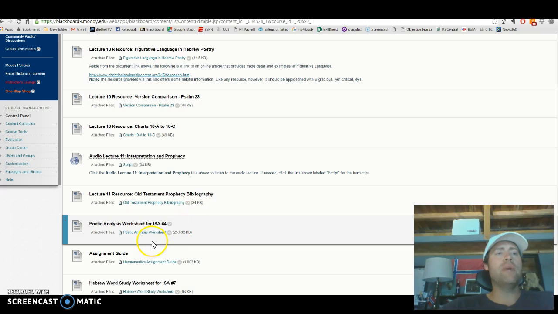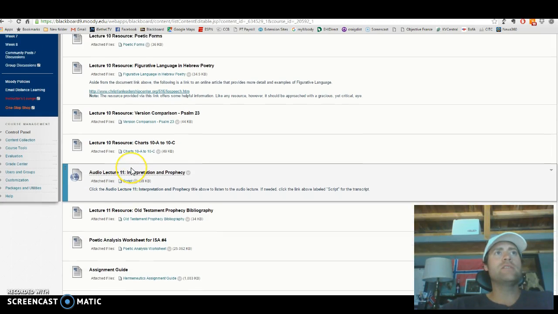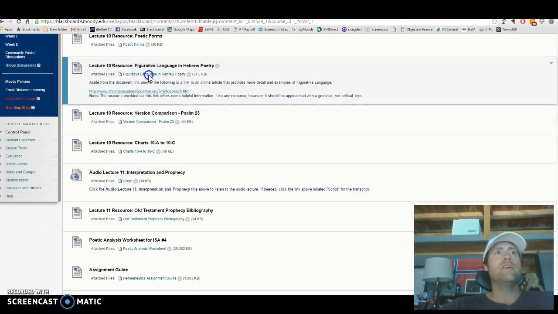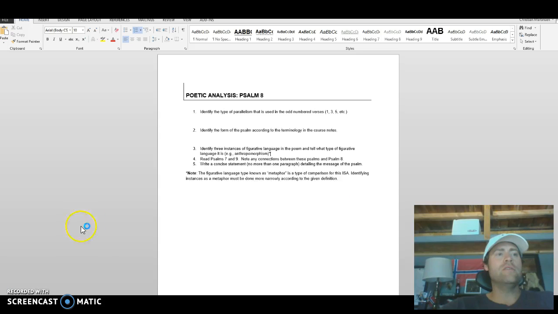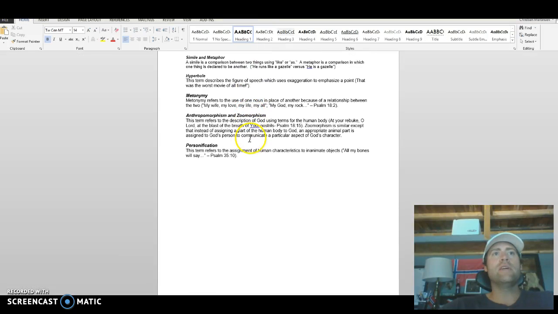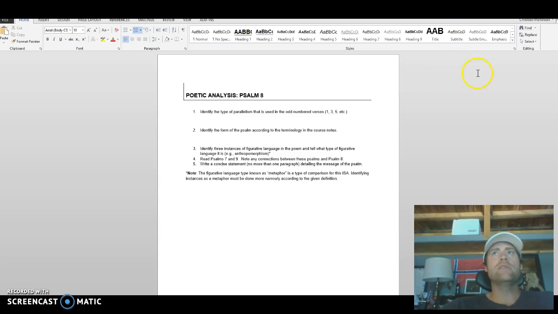Remember, if you need to go back to previous weeks' resource folders to get some of those lists, in this case, figurative language and Hebrew poetry, that's going to be very helpful this week. So you open that up and you've got these sorts of things. This is the figurative language that you'll be able to find and apply to the study.